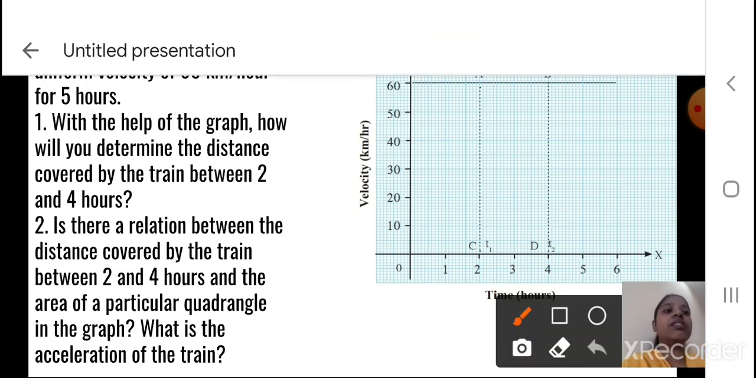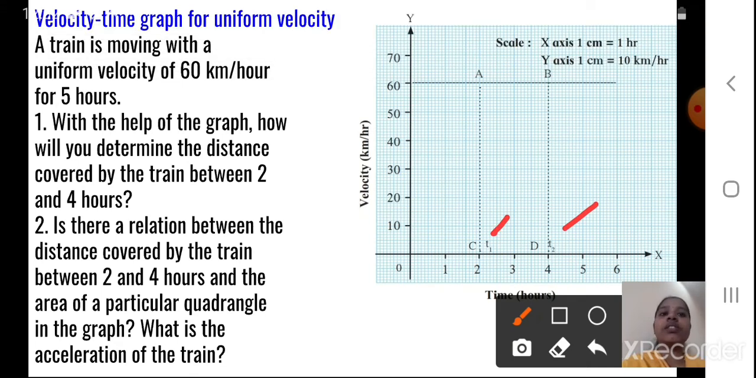You can see here, this is our 2 hours and this is our 4 hours. So we have to see the distance, how it is covered. Is there any relation between the distance covered by the train between 2 and 4 hours and the area of the particular quadrangle? Can you see a quadrangle? A, B, C and D. Not A, B, C, D, it will be A, B, D, C. Or it can be A, C, D, B, anyhow I can name it. So this is a quadrangle. If you see, it is a rectangle.